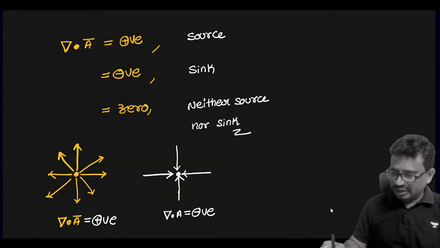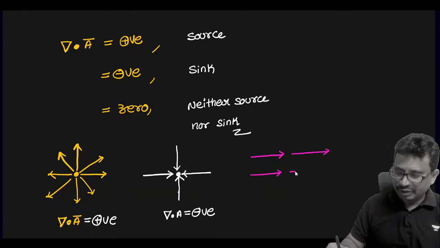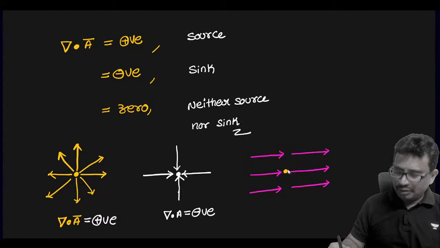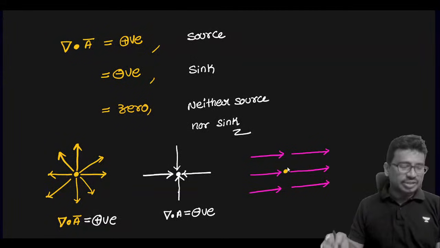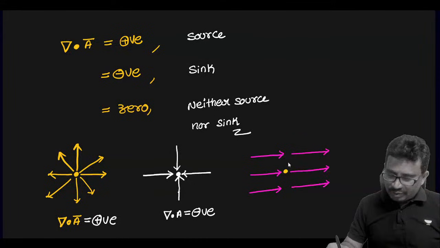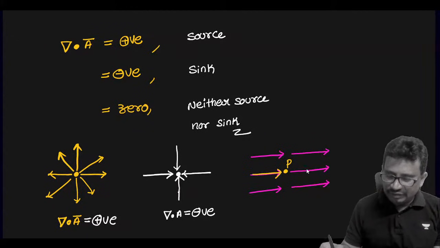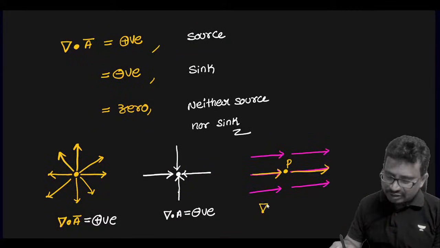Now, if we have some other case, consider the field lines are like this. You can tell me what will happen. At this point the field lines are coming and going, this point is neither giving nor taking. At this point P, what is the divergence? Whatever field comes in, the same field leaves. So the point P is not contributing anything, isn't it? So the divergence at this point P becomes 0.